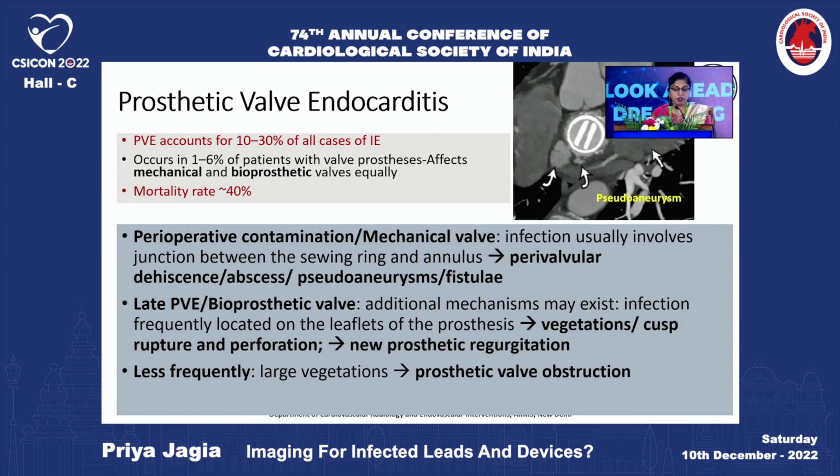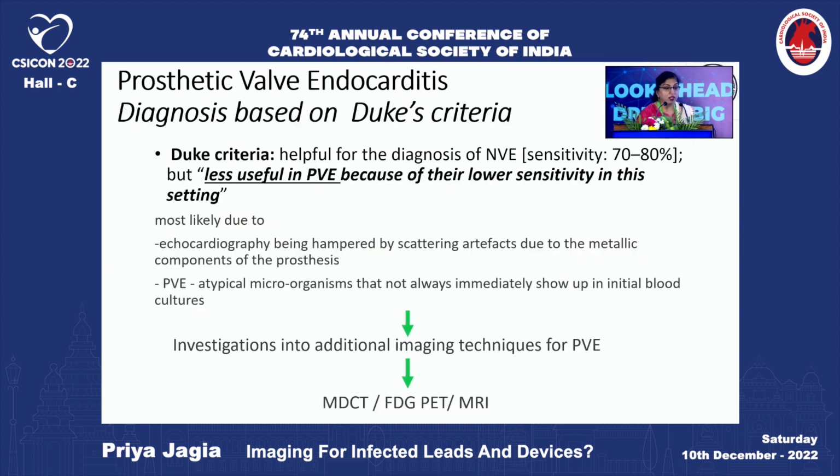So let's first talk about prosthetic valve endocarditis, which accounts for around one third of all patients of infective endocarditis, and has a very high mortality rate. This is something you need to pick up early and fast, because it will lead to many complications. Not only valvular regurgitation and obstruction, but also perivalvular dehiscence, abscess, pseudoaneurysm, or fistulae. Many complications may in fact mandate a repeat surgery beyond removing the valve.